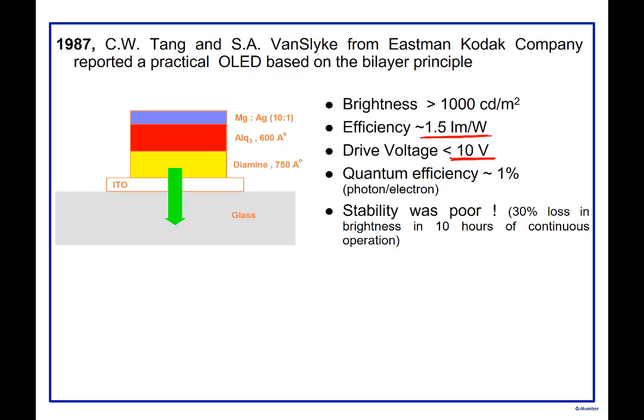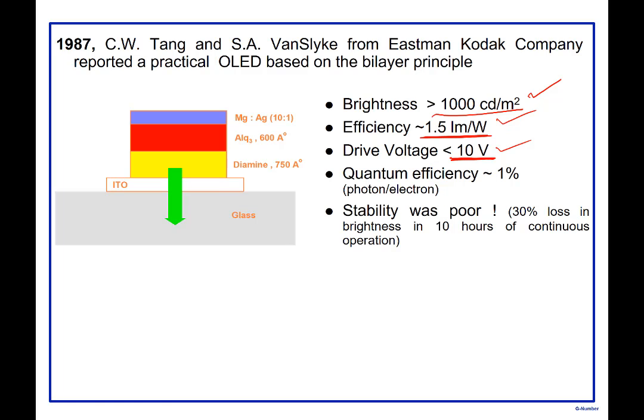I told you LCD efficiency itself is 1 lumen per watt. So it's at reasonable efficiency. Brightness, well, your laptop and all that, cell phones and all, will have a brightness of 250, 300 candela per meter square. So enough brightness, enough efficiency, enough drive voltage. This was a real breakthrough using an organic material.